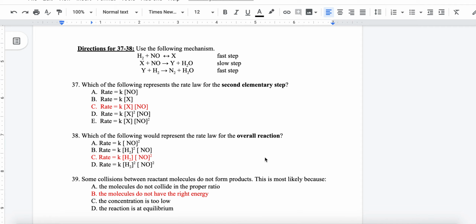Why is it that some collisions between reactant molecules do not form products? Because they don't have the right amount of energy. Again, going back to collision theory, it's energy and appropriate orientation.